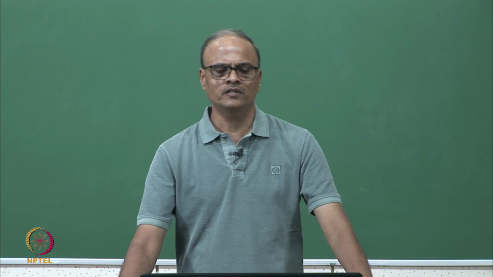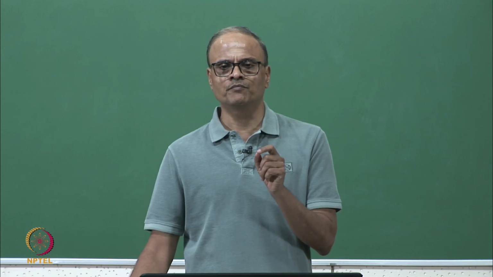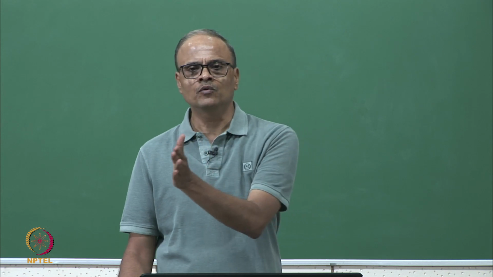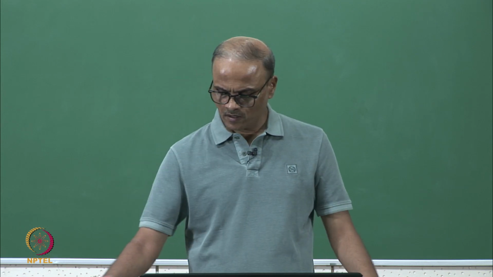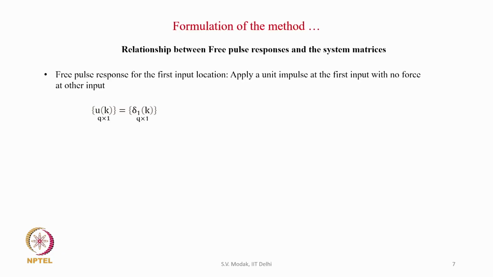So, let us now determine the free pulse response for the first input location. What we do is apply a unit impulse at the first input with no force at other inputs. Okay. So, now we are going to apply a unit impulse at the first input for the first instant of time. After that, there will be no input. Therefore, we write u k, that is the input vector u k, as vector delta 1k, right. So, delta 1k is defined like this.